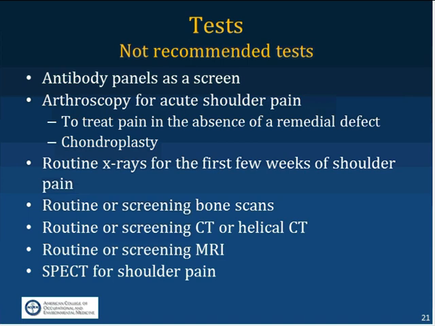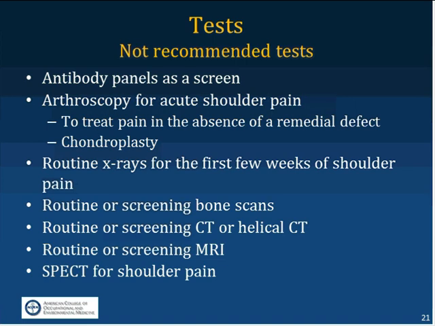Antibody panels as a screen because somebody's shoulder hurts, particularly large antibody panels, don't make any sense and are not recommended. Arthroscopy for acute shoulder pain is not recommended. It's not necessary to treat pain in the absence of a remedial defect. This is similar to knee cleanouts, which don't really work either in the long run. And chondroplasty is not recommended. There's no data to support its effectiveness in shoulder problems.